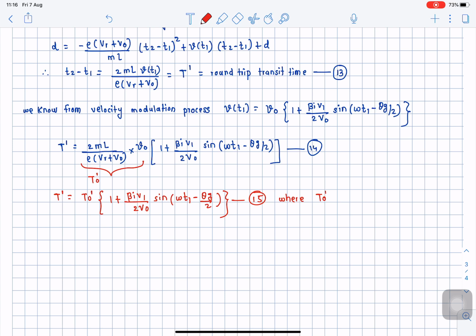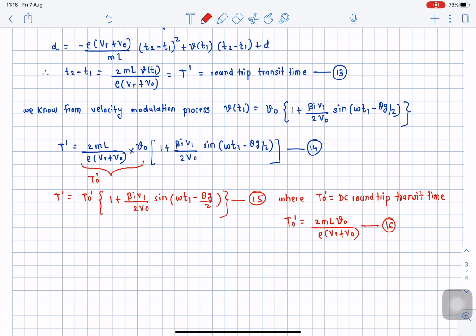T0 dash we call the DC round trip transit time in Reflex Klystron, and this is given by 2 m L original velocity V0 divided by e times VR plus V0. Let us call this equation number 16.